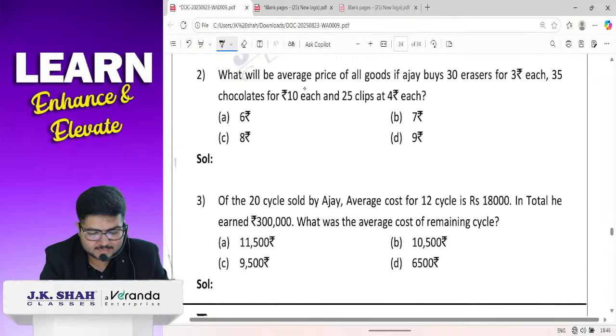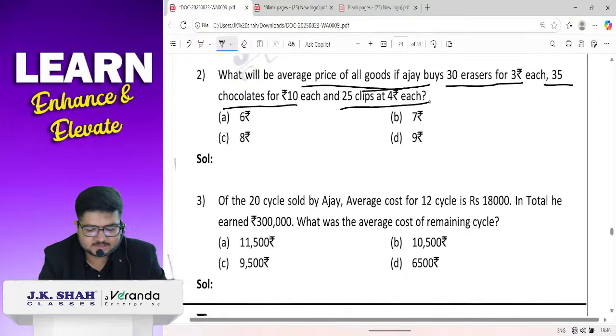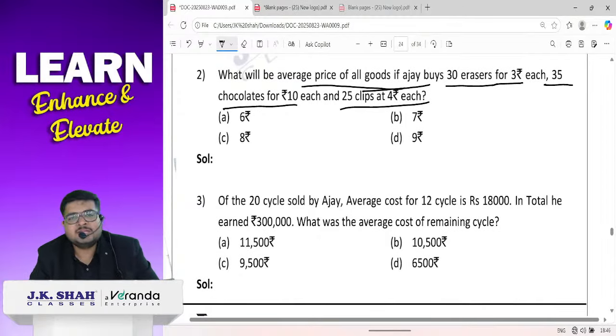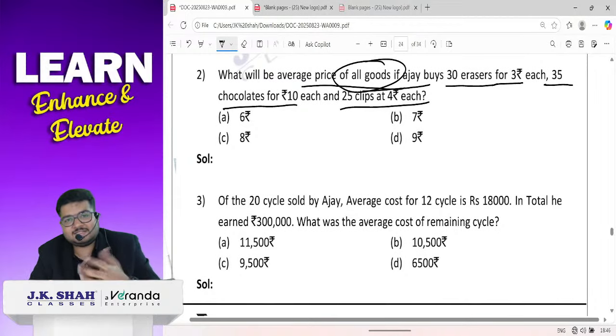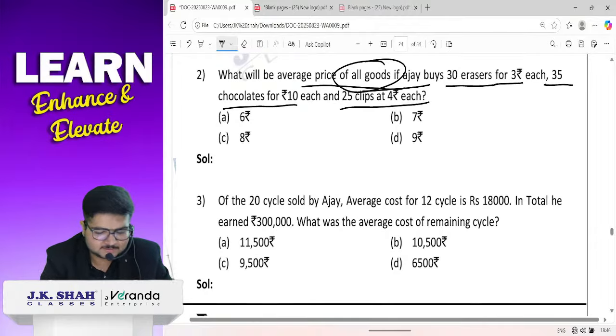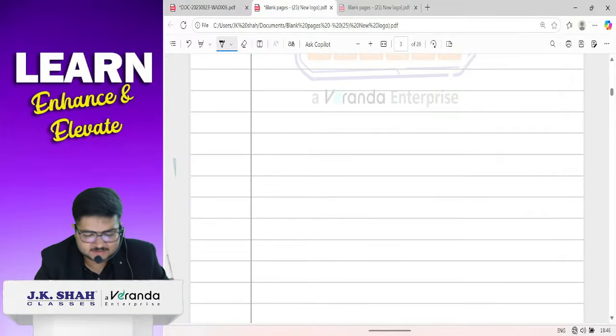What will be the average price of all goods? If Ajay buys 30 erasers for 3 each, 35 chocolates for 10 each and 25 clips for 4 each. He has purchased some goods, so you have to find the average of all goods. Now you will understand this sum after I solve this. So he purchased 30 erasers for 3 each.